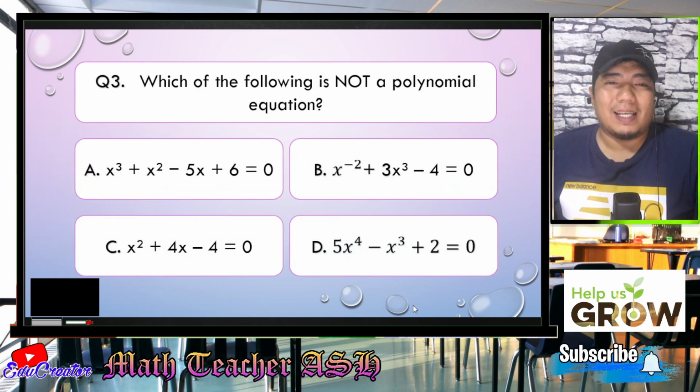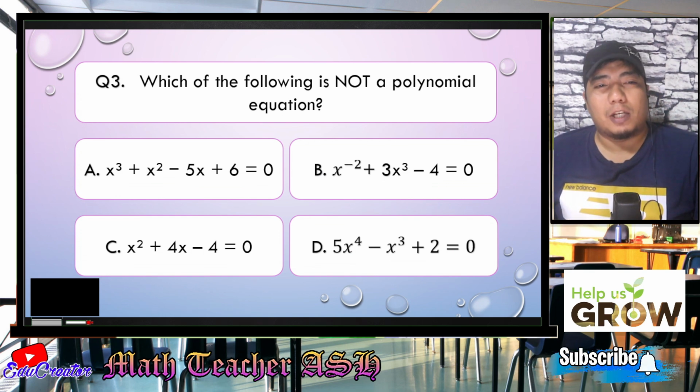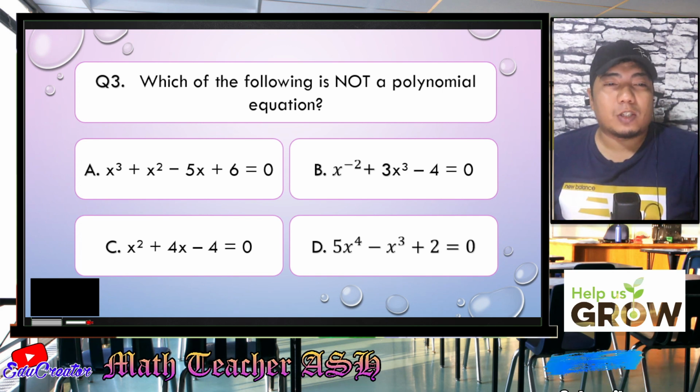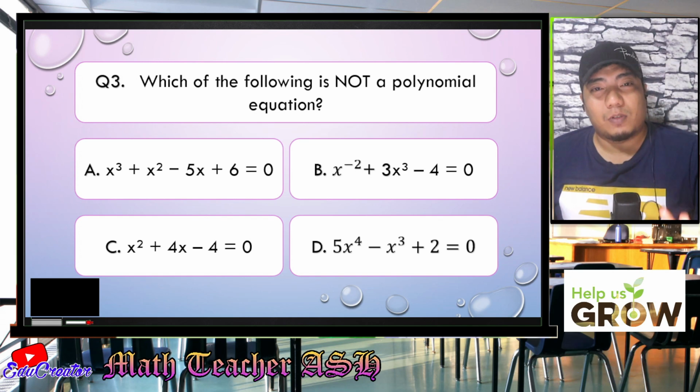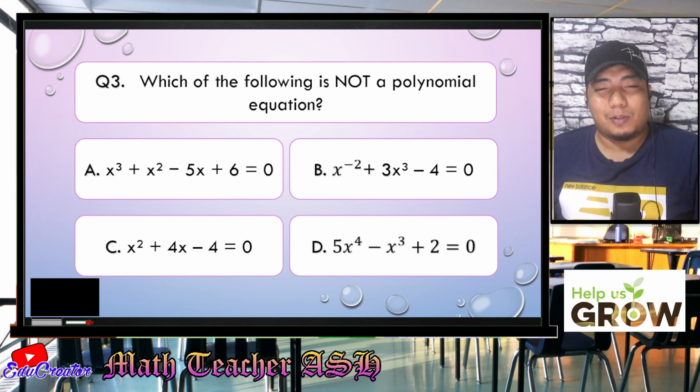Which of the following is not a polynomial function? Is it A, x cubed plus x squared minus 5x plus 6 equals 0? B, x to the power of negative 2 plus 3x cubed minus 4 equals 0? C, x squared plus 4x minus 4 equals 0? Or letter D, 5x to the 4th power minus x cubed plus 2 equals 0. I'll give you 5 seconds to think about your answer.